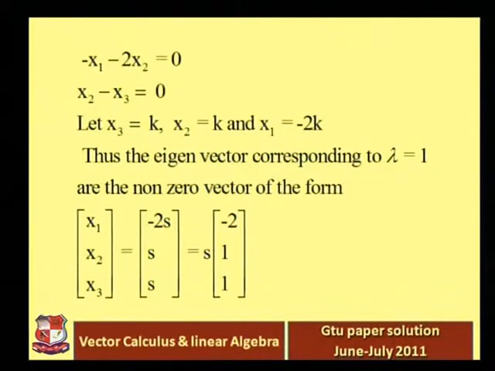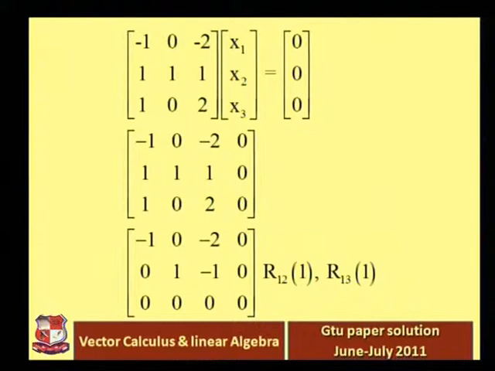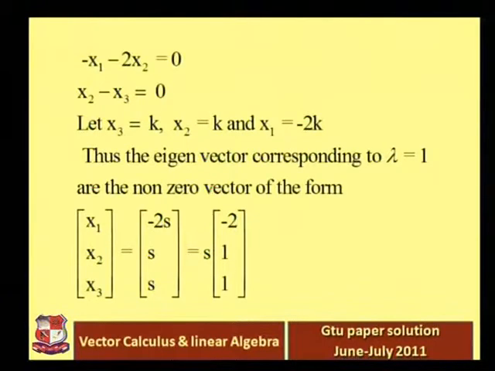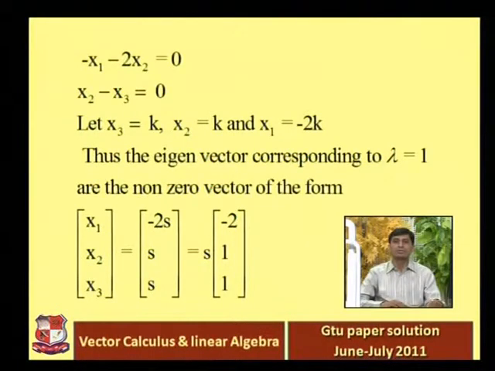Minus 2 x2 is equal to 0 and x2 minus x3 is equal to 0. Here again the first column has a leading entry, the second column has a leading entry, but the third column does not have a leading entry, so that's why we take x3 is equal to k and put this value in the second equation. We will get x2 is also k, and put this value in the first equation. We will get x1 is equal to minus 2k.